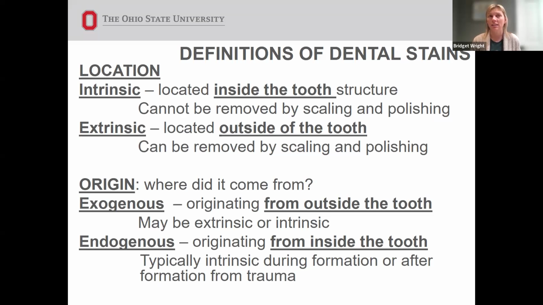The next two terms are about the origin. So where did the stain come from? Is it exogenous, meaning it originated from outside of the tooth? Or is it endogenous, meaning it came from inside the tooth or the body? Sometimes we can cross match the location and the origin. It's not like this one always goes with this and this one always goes with that. So we'll talk about those examples in the next few slides. Again, if it's still a little bit confusing, go ahead and pause, read through this again. If you need to rewind and listen to me speak about it again, then that's totally fine.